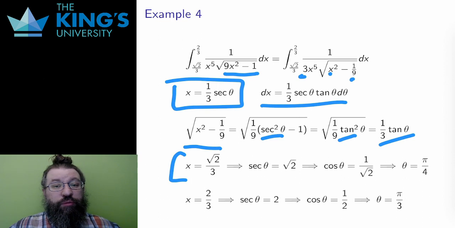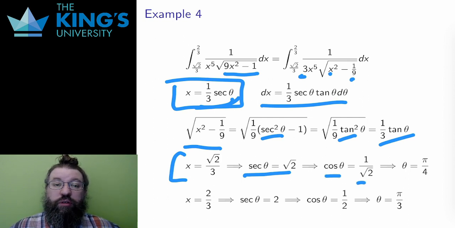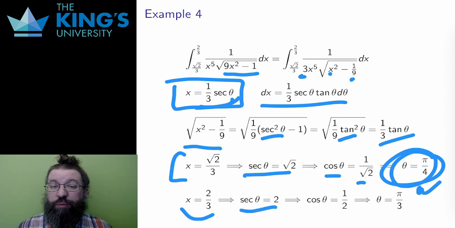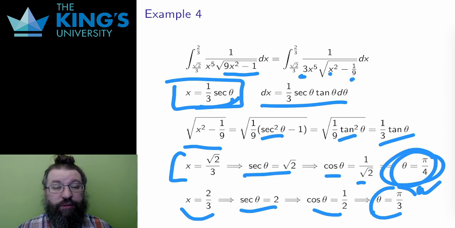When x equals root 2 over 2, since x is equal to 1 third secant theta, this means that secant theta must be root 2. Secant is the reciprocal of cosine, so cosine theta must be 1 over root 2. Using a unit circle diagram, this means that theta must be pi over 4. Similarly, when x is 2 thirds, secant theta is 3 times this, so secant theta is 2, then the reciprocal cosine theta is 1 half, which means that theta is pi over 3. These are all the pieces of the substitution, and now I can go ahead and make all the replacements.